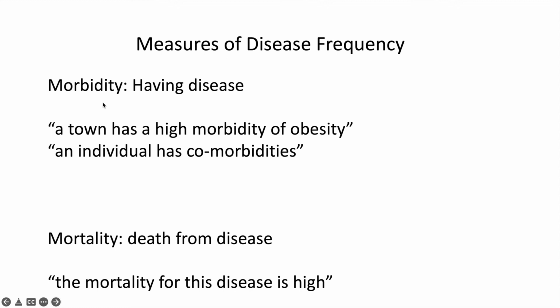I guess two other things I wanted to talk about were morbidity and mortality. So morbidity is having the disease. A town that has a high morbidity of obesity means there's more obesity there than usual. An individual with comorbidities means they have more than one disease at a time. Mortality is death from a disease. So if the mortality for this disease is high, it means that those who get it typically die from it.